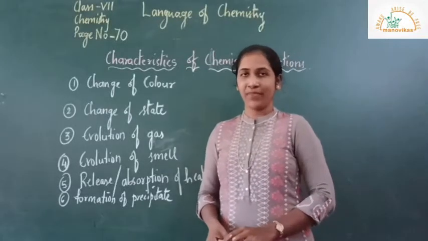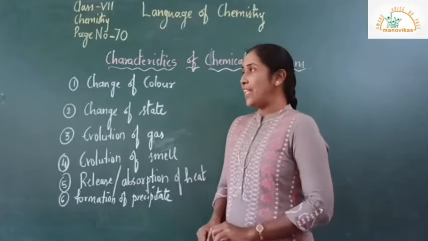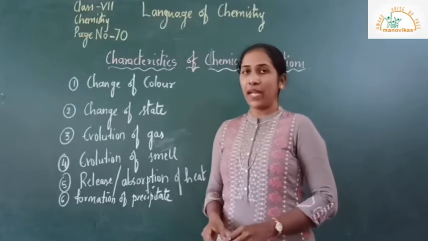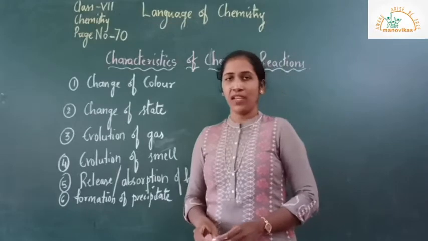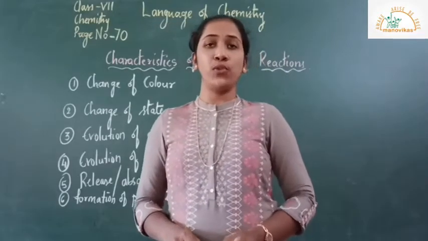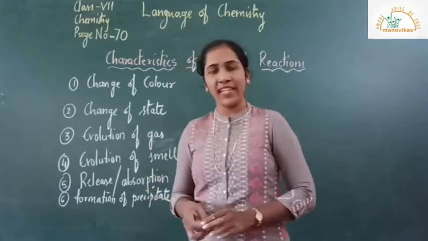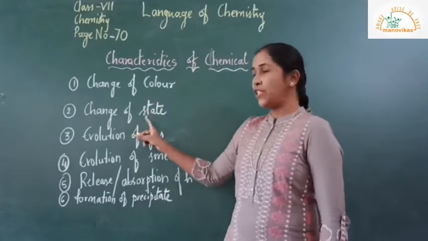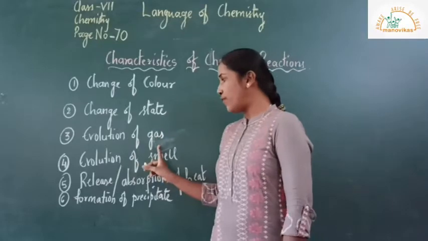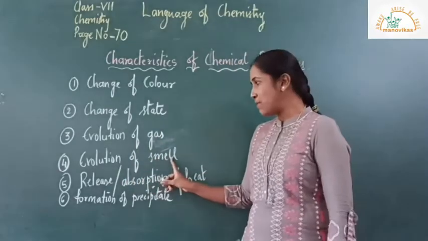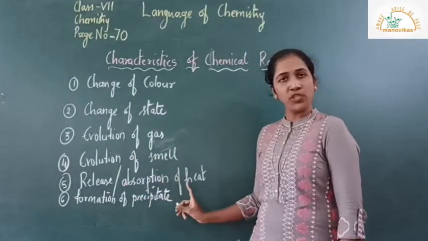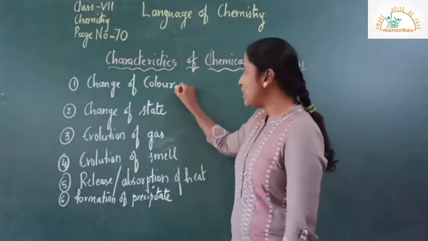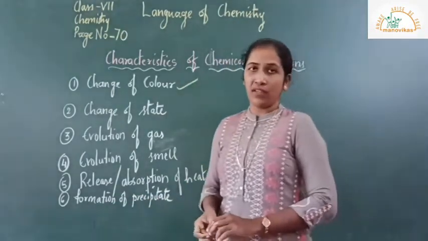Hello students, today in language of chemistry we are going to study the characteristics of chemical reactions. Chemical reactions can show any one type of characteristics. They are change of color, change of state, evolution of gas, evolution of smell, release or absorption of heat, formation of precipitate. Now let's discuss the first one, change of color.